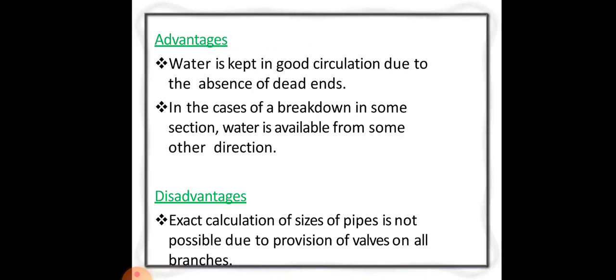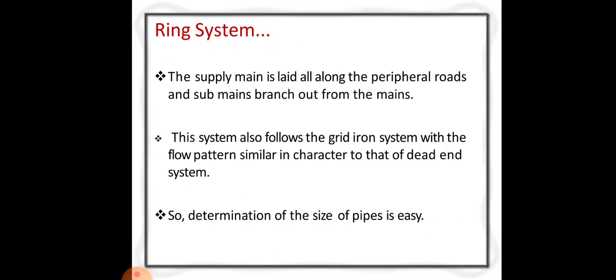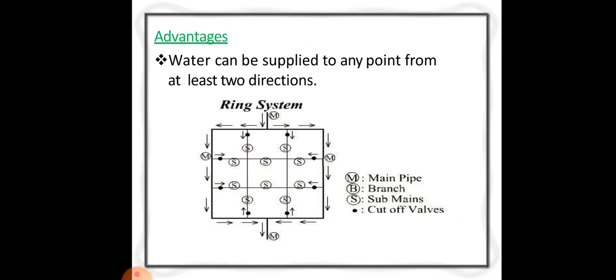So these are the advantages and disadvantages. Coming to the final one, that is the ring system. This is also called a circular system. Like you see here in the figure, in this system the supply main will form a ring around the distribution district, as shown in the figure.